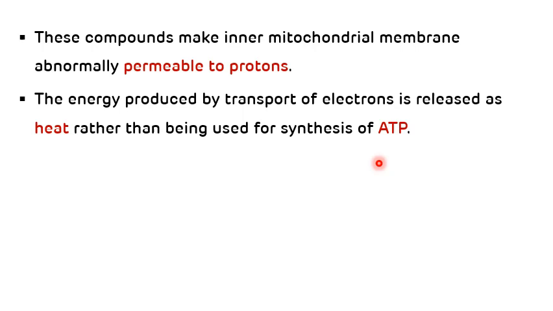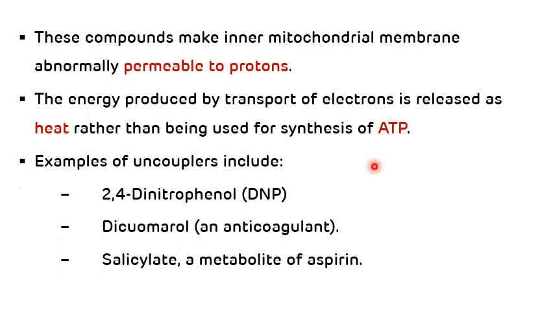Now there are two types of uncouplers. One type are drugs and another are the physiological uncouplers. Let's see the examples. The first example is 2,4-dinitrophenol, which was previously used as a drug for weight reduction in the USA, but now it is completely banned. Another is dicoumarol, which is an anticoagulant, and the third one is salicylate, which is a metabolite of aspirin. So these are examples of drug uncouplers.